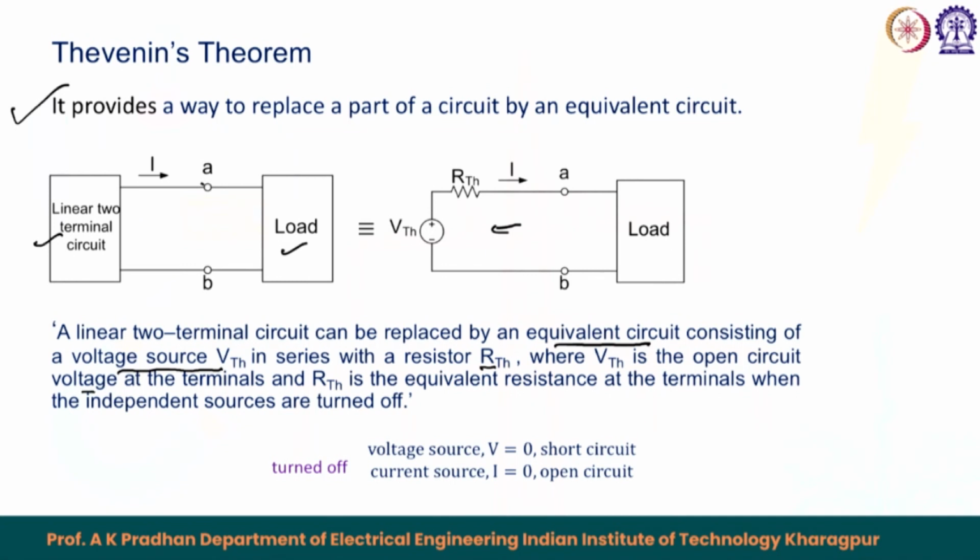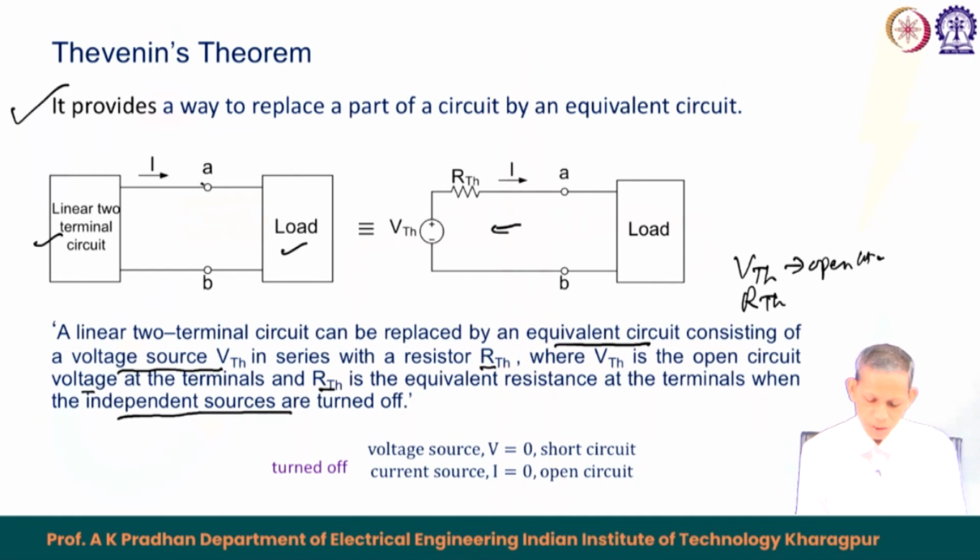We know open circuit and short circuit. RTH is the equivalent resistance at the terminal when the independent sources are turned off. So, two things we have: VTH, the open circuit voltage, and then we have RTH, the equivalent series resistance. How to obtain this? It is the equivalent resistance at the terminals when independent sources are turned off.